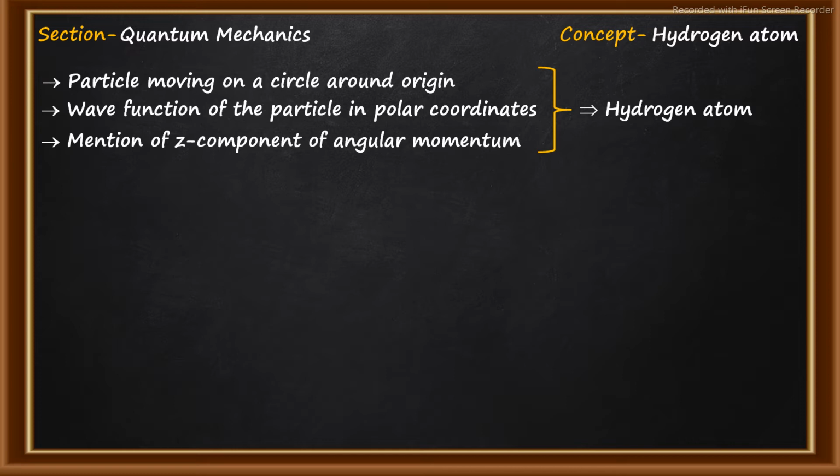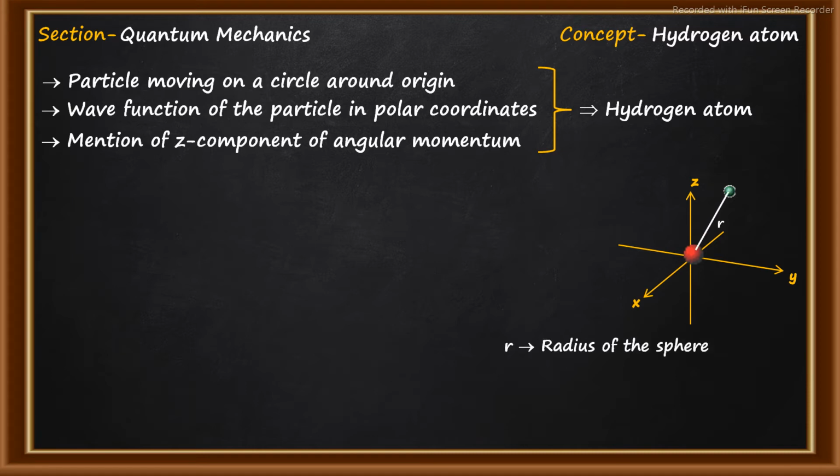Now, in the hydrogen atom, the wave function is expressed in terms of spherical polar coordinates. So in order to understand the wave function given in the question, we first have to understand what a spherical coordinate system is. If this is your Cartesian coordinate system x, y and z, in the spherical coordinate system there are also three variables, r, theta and phi. Suppose, in the case of the hydrogen atom itself, the nucleus is at the origin and the electron is at a certain distance r. So this r is the radius of the sphere.